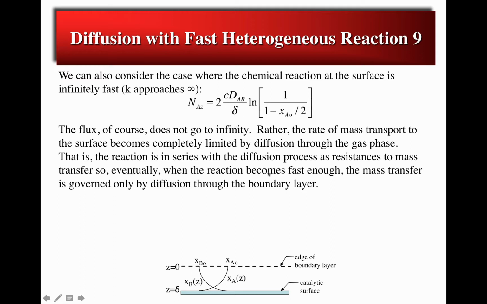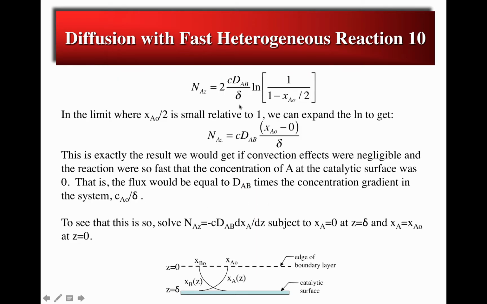That is, the reaction is in series with the diffusion processes, and when the reaction becomes fast enough, the mass transfer is governed only by diffusion through the boundary layer, which is shown here. In the limit where the concentration or mole fraction of A is small, that is, where the convective effects or frame of reference effects are small, look at the result that you get and how simple it is. The flux of A is just the molar concentration, diffusion coefficient, times the concentration difference in A across the boundary layer divided by the boundary layer thickness.